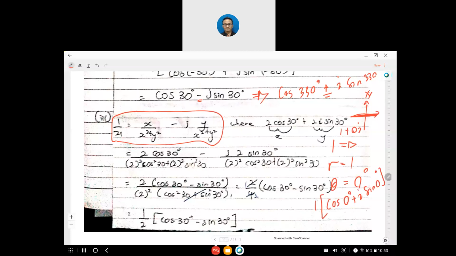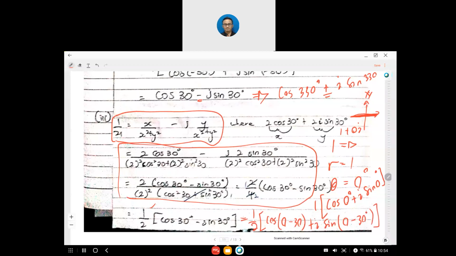Okay, so 1 over 2. This one is not needed, it is complicated, it will be difficult for you to understand. 1 over 2, and then 0 minus 30 degrees. So it becomes 1 over 2 cos (0 minus 30 degrees) plus i sin (0 minus 30 degrees). When you simplify, you get back the same answer. You get cos 30 degrees, because 0 minus 30 is negative 30, and cos negative 30 is also equal to cos 30. And for sine, you put the negative outside. The answer is the same as the answer above.